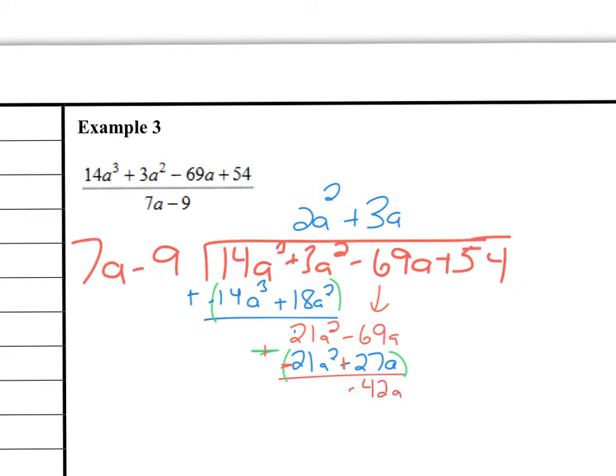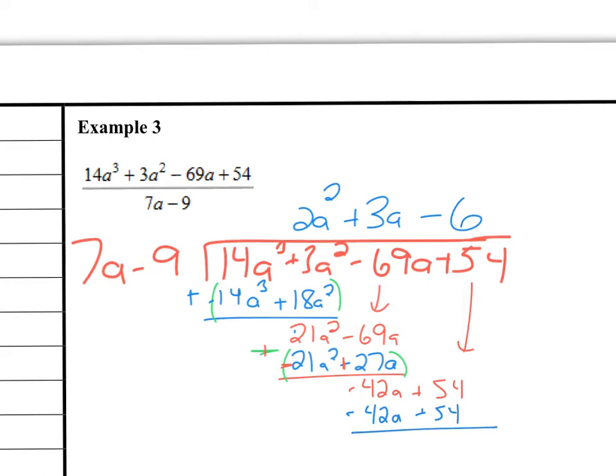Okay, and we'll bring down the plus 54. Hopefully this will work out and we're in good shape. So now I have to multiply the 7a and something to make negative 42a. Well, that's going to be multiplied by 6, but it's got to be a negative 42, so it's going to be negative 6. So minus 6. So we get negative 42a, and then we have to multiply the negative 6 by the negative 9, which gives me a positive 54, which is fantastic.